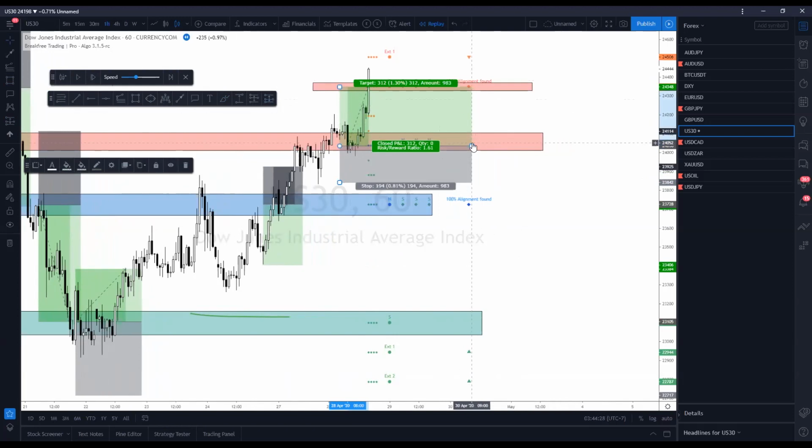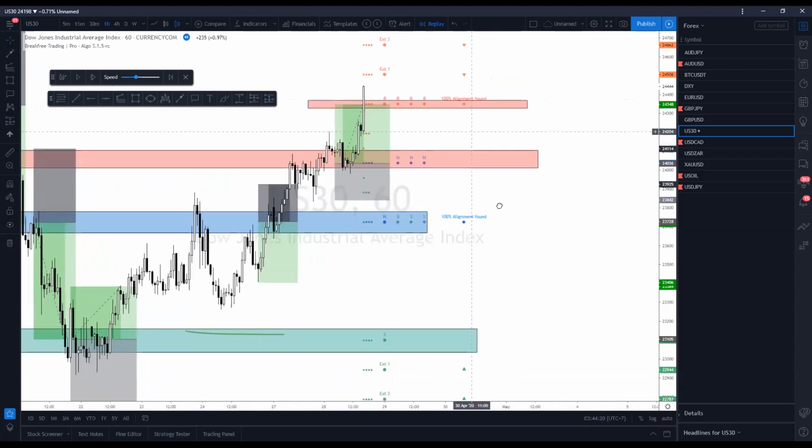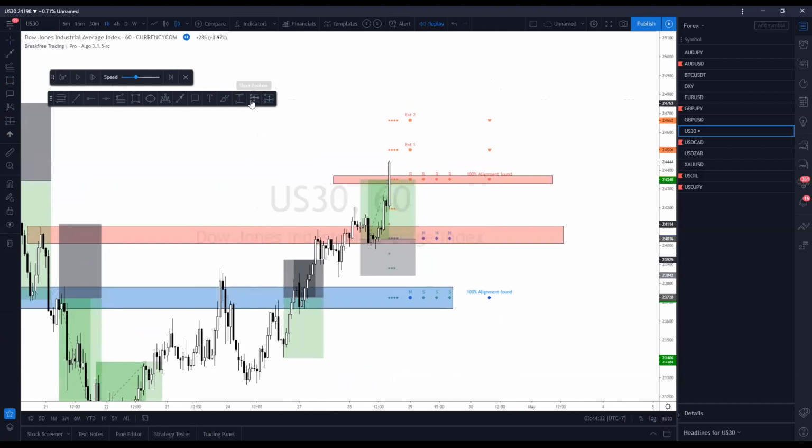So now if you guys want, we can set up another trade with the extensions here. Does this make sense, guys? Kind of how I'm explaining it and how I'm taking the trades.